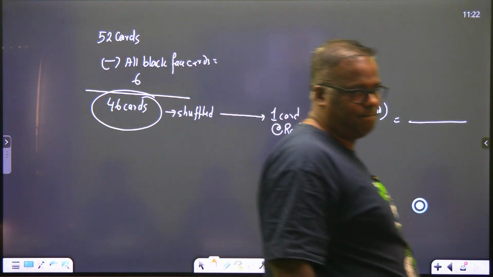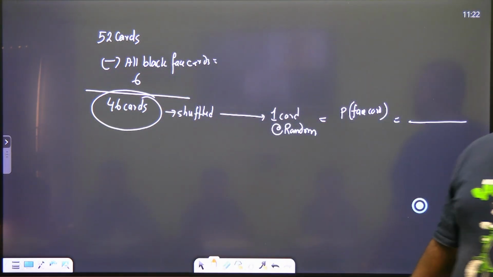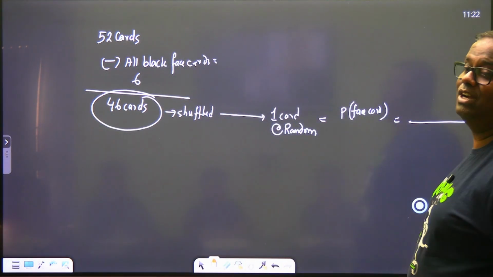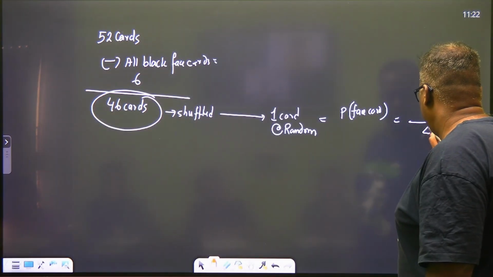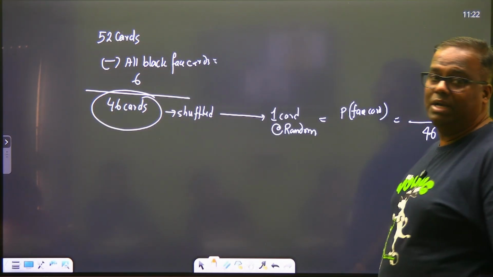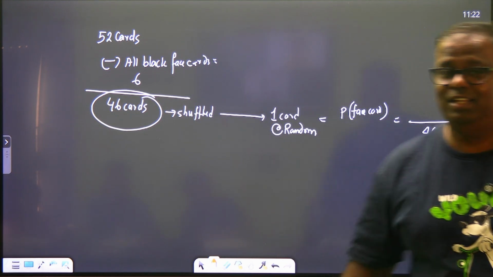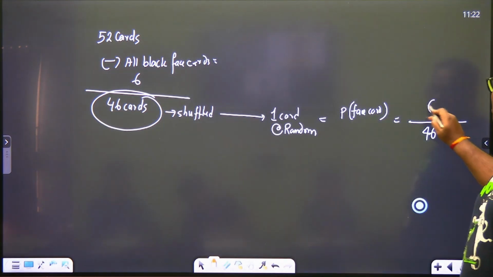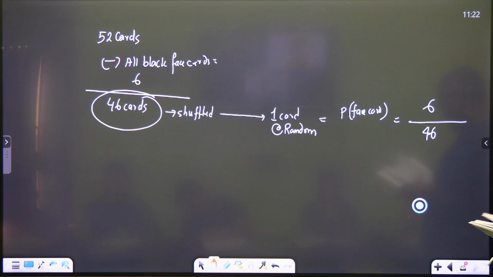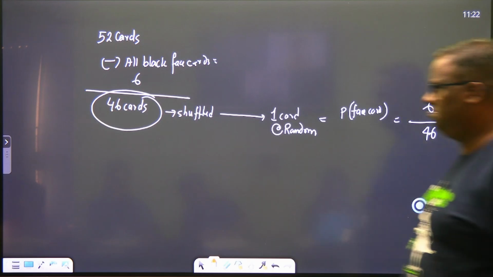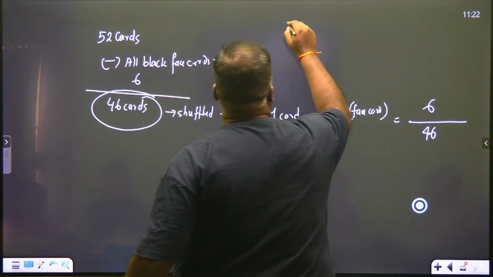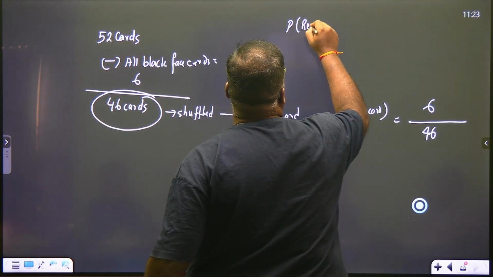Out of all the 46 cards, we can still find 6 face cards. Very good. We are left with 46 options now, but in these 46 options, the 6 red face cards are still inside. So our probability is 6 by 46. Good. The next question says, find the probability of getting a red card.